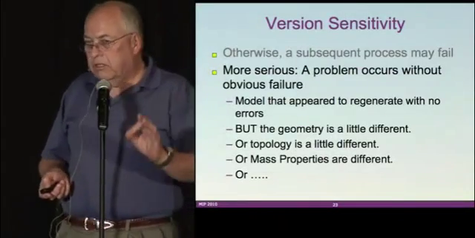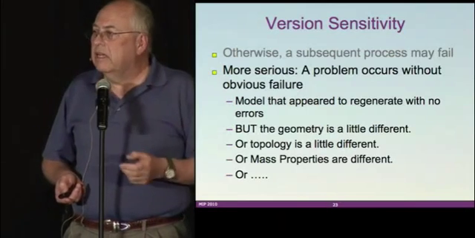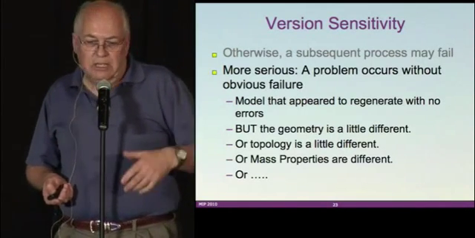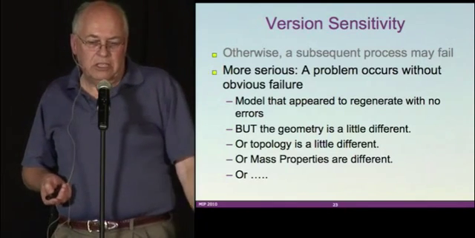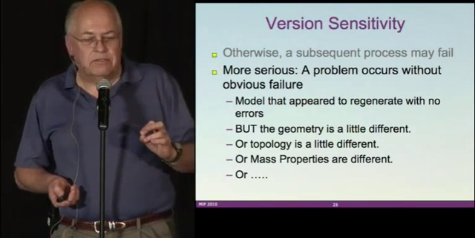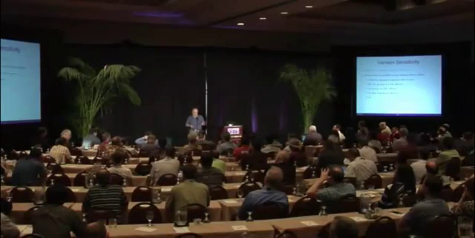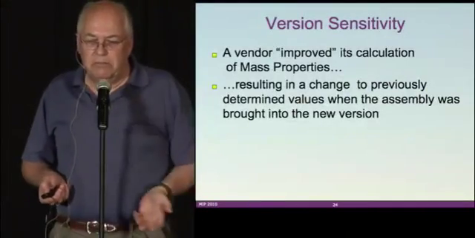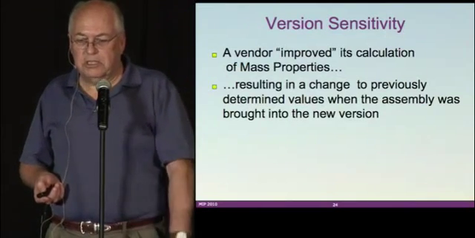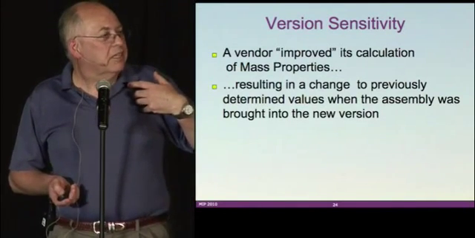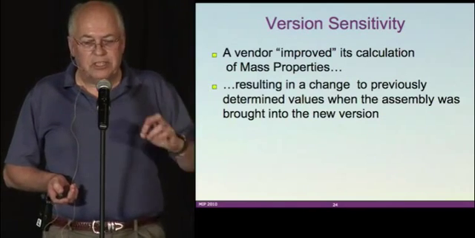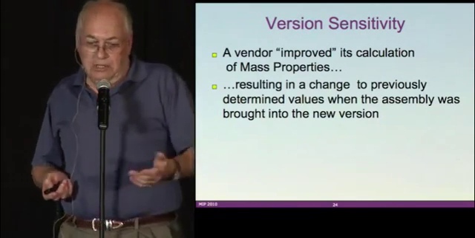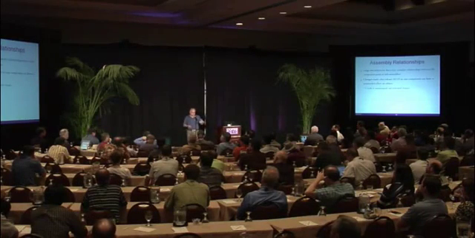Now, there's a more insidious problem, which is it doesn't appear to fail, but it changed. The model regenerated, no errors, but the geometry is slightly different, or the topology is slightly different, or the mass properties are different. So one vendor improved his calculation of mass properties, but it resulted in a change of the previously determined values when that assembly was brought into a new version. And that was an improvement, of course, because now it was the right answer.